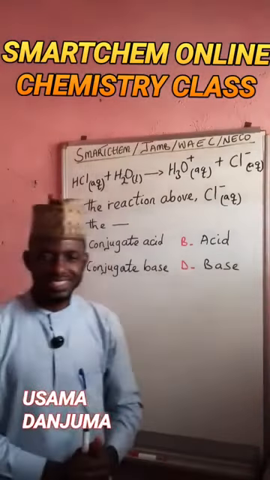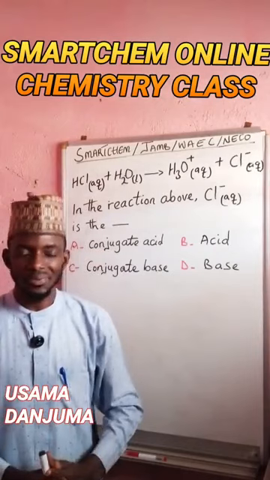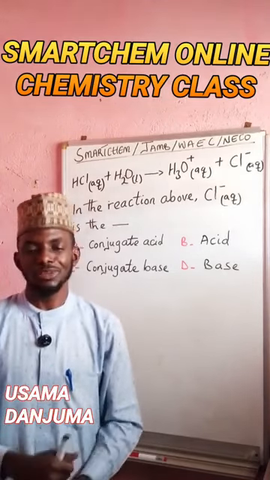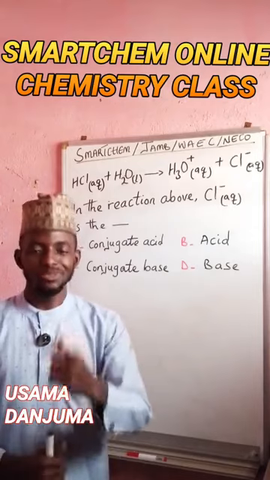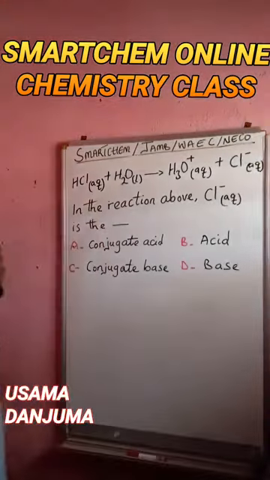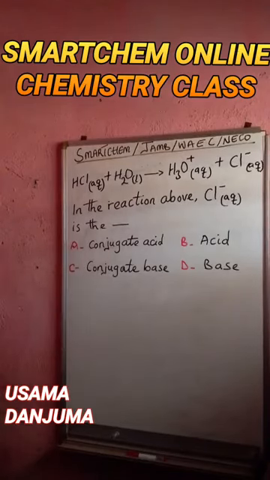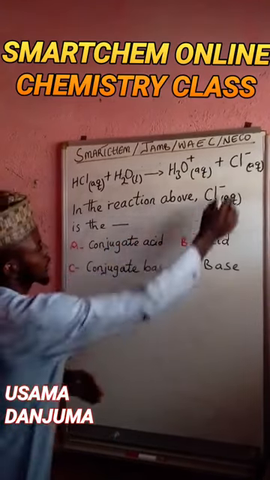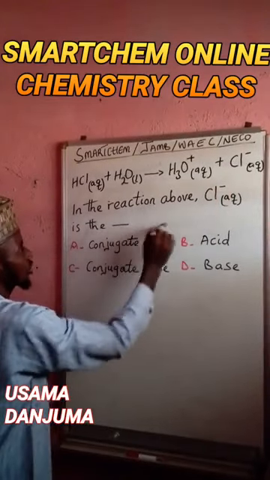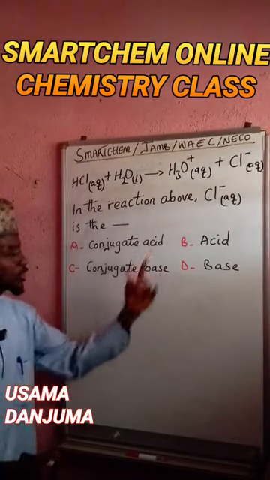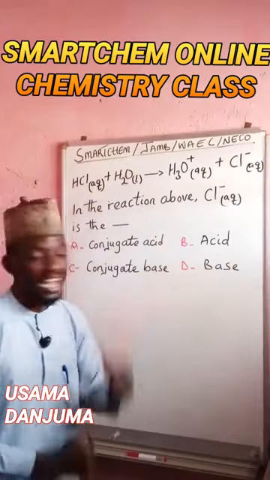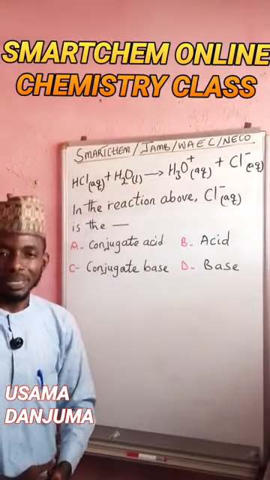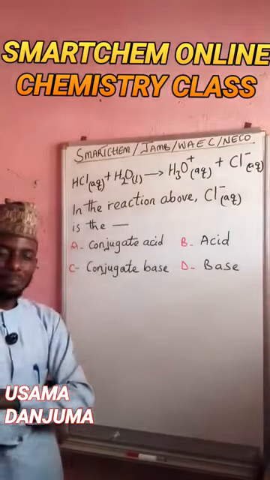How are we going to approach it? I know the question is simple, therefore I may leave it for you to answer and drop the answer in the comment section of this video, or let us solve it together. Let's go. The question is saying in the reaction above, chlorine ion is the dash. Which one? A, conjugate acid. B, acid. C, conjugate base. And D, base. Now, which one is the correct answer?